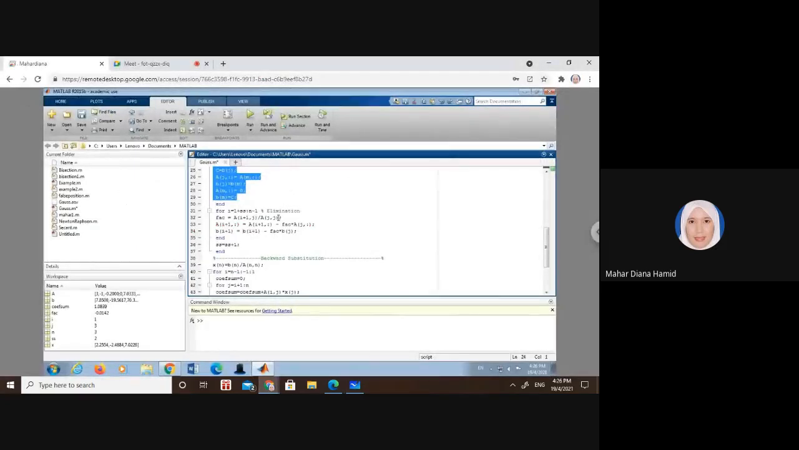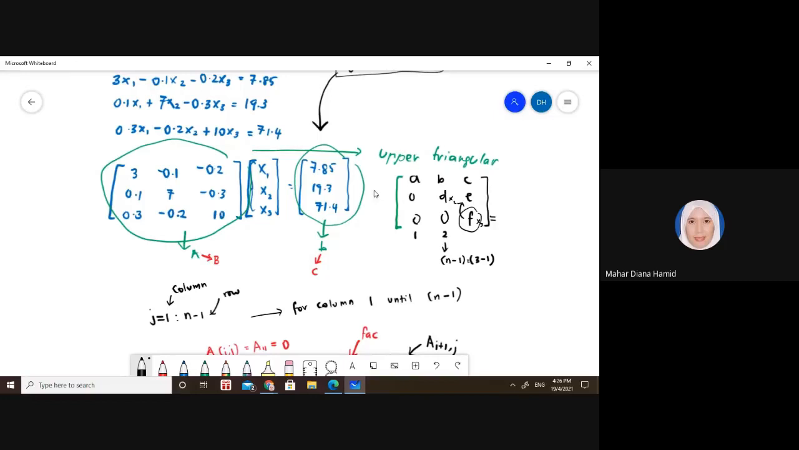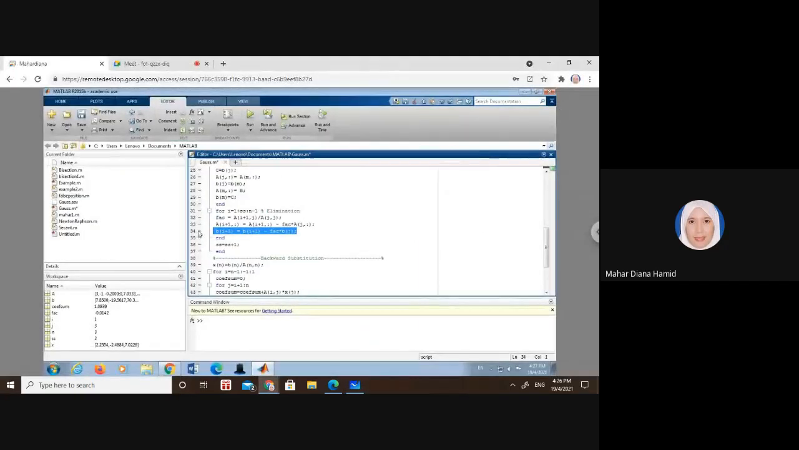So this would be a representation of the forward elimination, where we are going to take into consideration not only the element in the A coefficient, but also the element in the B matrix. This is what line number 34 stands for. So we are going to end it.